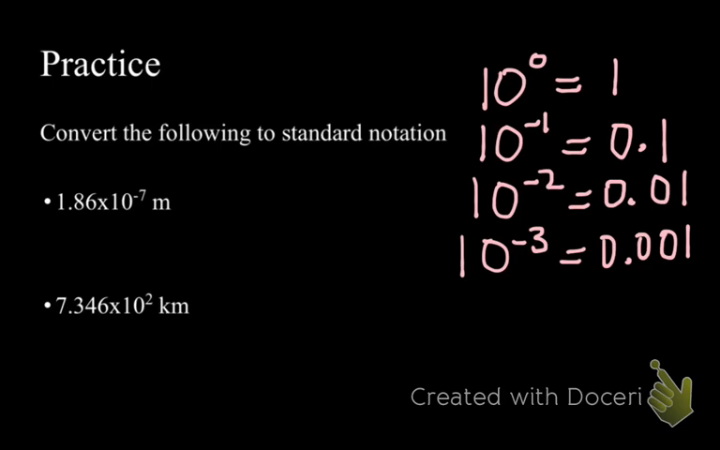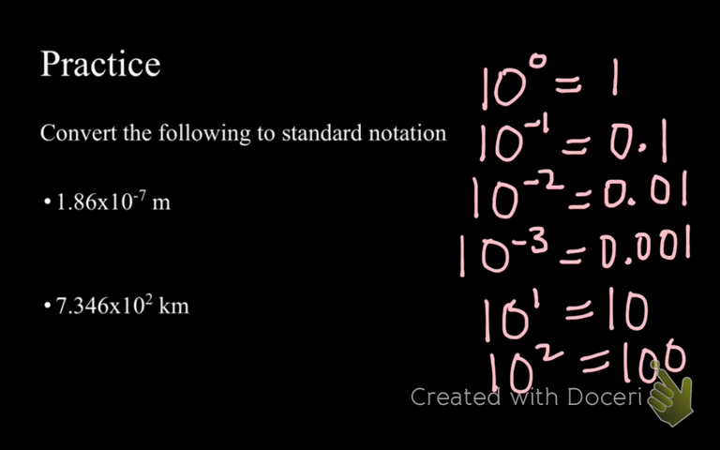If you look at it from the other side, if you have 10 to the 1, that's just 10. If you have 10 to the 2, that's 100. And if you have 10 to the 3, that's 1,000. So the positive exponents are going to be large numbers, and the negative exponents are going to be small numbers. 10 to the 0 is 1, because anything to the 0 power will be 1. So keep these in mind as you're going through these.